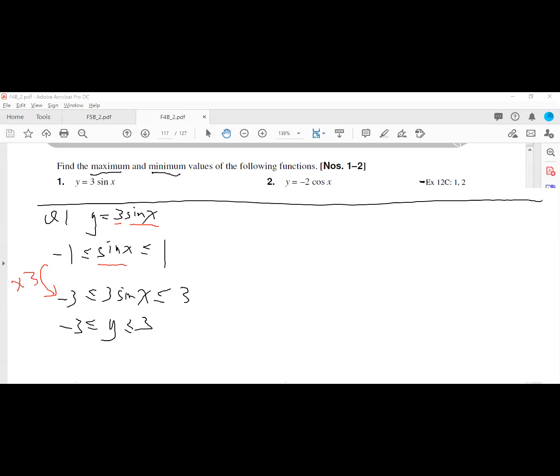So what does that mean? y is between -3 and 3. Therefore, the maximum value of y is 3, and the minimum value of y is -3. That is the answer. Is it okay?